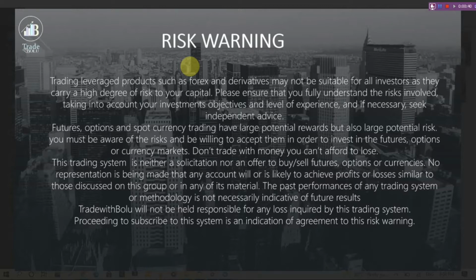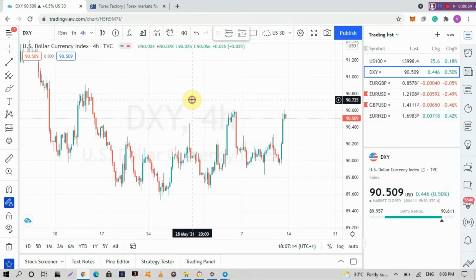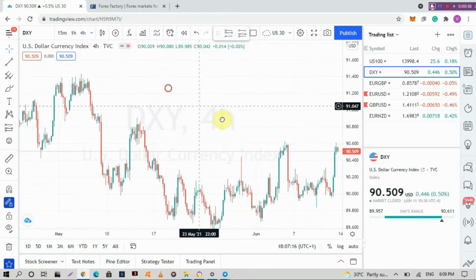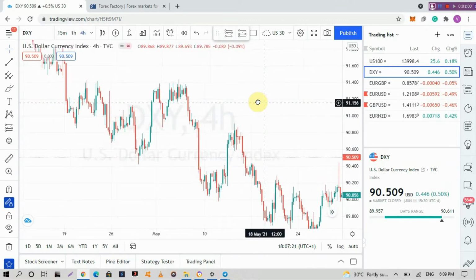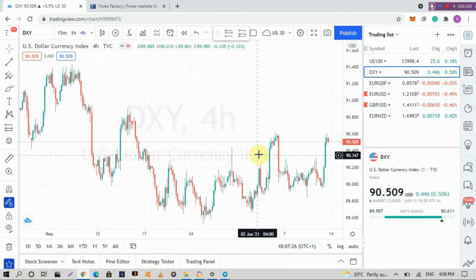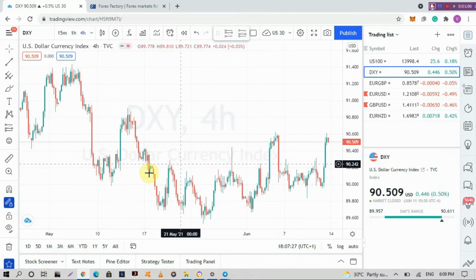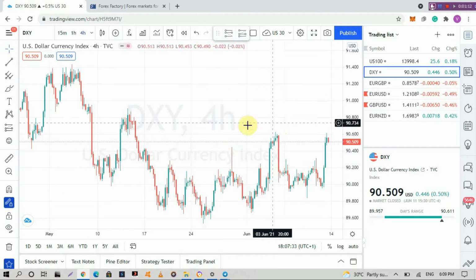So let's go straight to our charts for the coming week. First of all, I'm going to be analyzing the dollar index, that is the DXY, because this basically is an overall analysis of the USD pair. From our chart, we could see that in previous weeks the DXY was on a strong downtrend, and that downtrend definitely has come to an end, because we can see a break of market structure around this region.